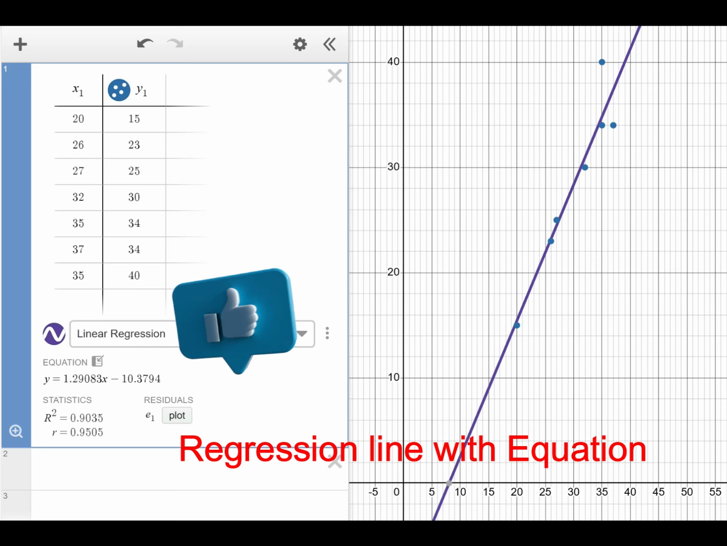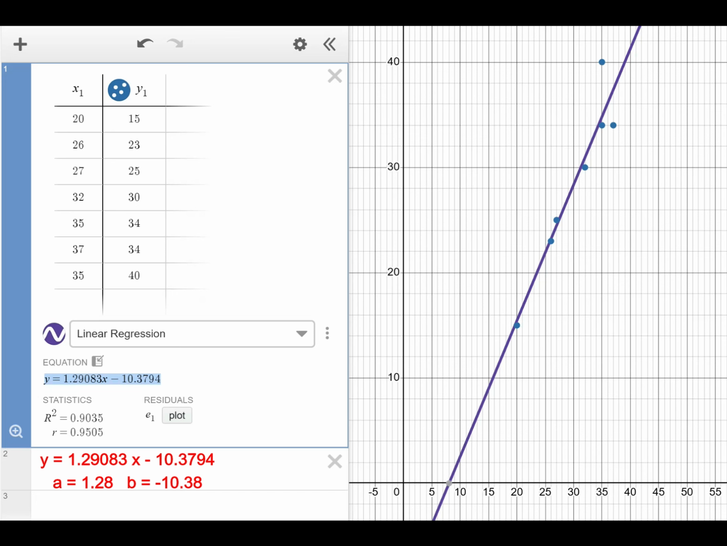You see, y equals 1.29083x minus 10.3794. So this line which you get is the equation of the linear regression. It also gives you other information related to the linear regression.